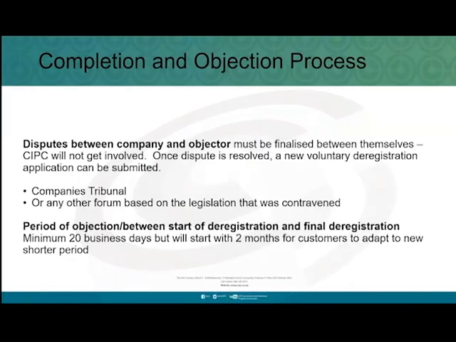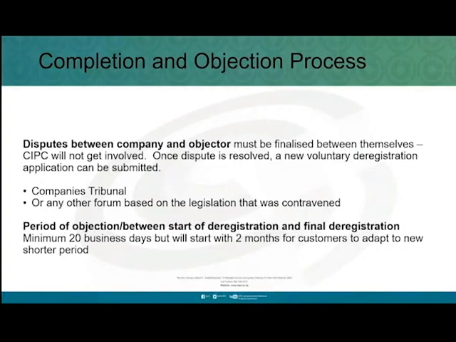So we provide full communication. If there's an objection submitted, again, the filer of the voluntary deregistration, as well as the active directors, gets notified that we've received an objection. They also get notified of the outcome of the objection. So let's say there is now a dispute on the deregistration.